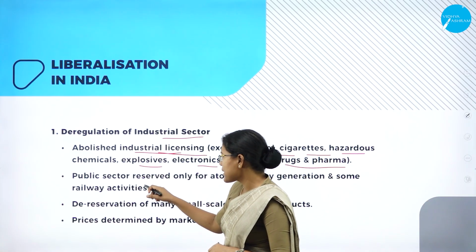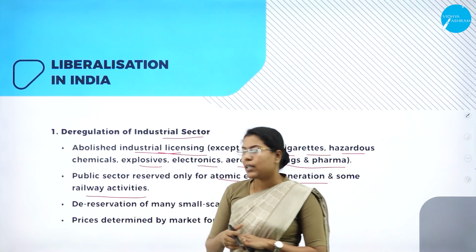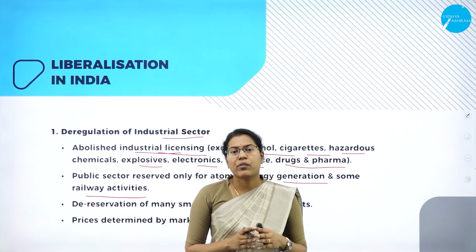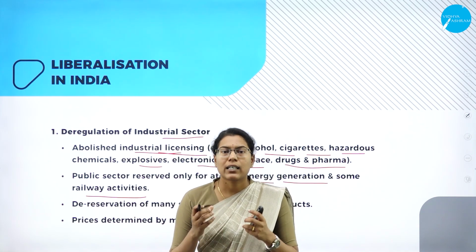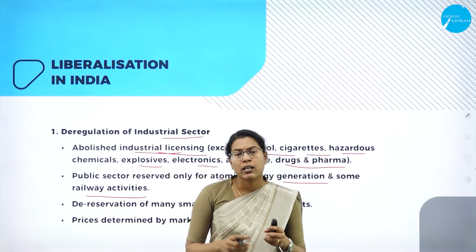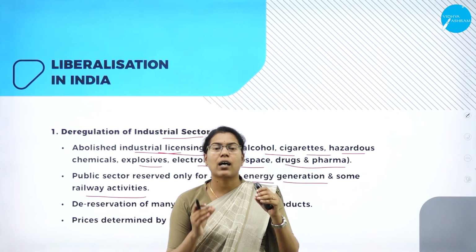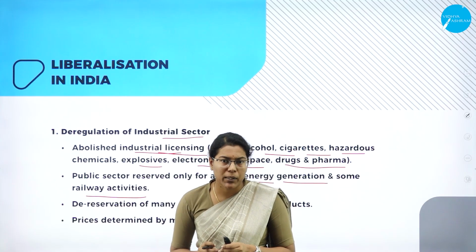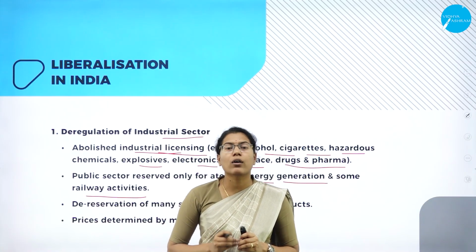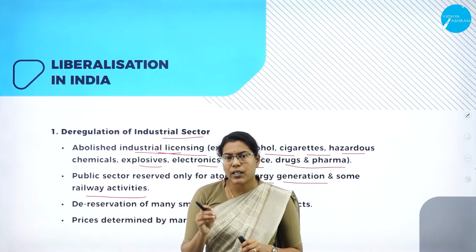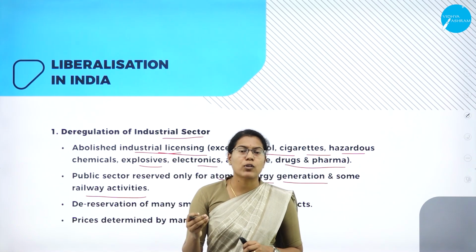Next, the public sector was reserved only for atomic energy generation and some railway activities. Earlier, when we studied in the previous sessions how the Indian economy was from 1950 to 1990, we studied that in the industrial policy of 1956, India had grouped various industries into different schedules, where Schedule A companies are only regulated and controlled by the government sector, and Schedule B, where even the private sector can take part along with the government sector, whereas Schedule C products can be produced by any individual, it can be any small scale industries also.